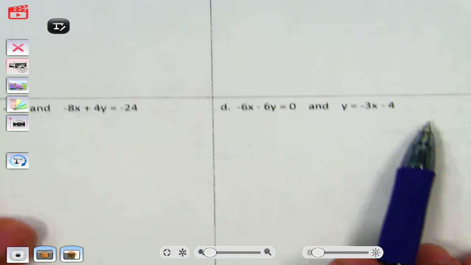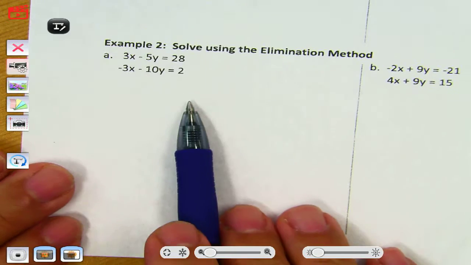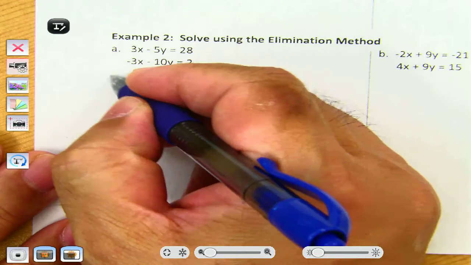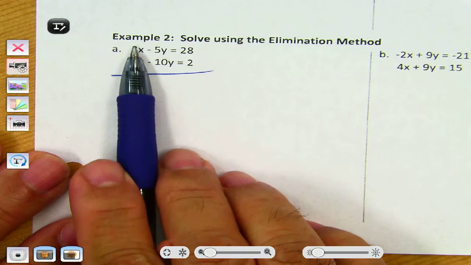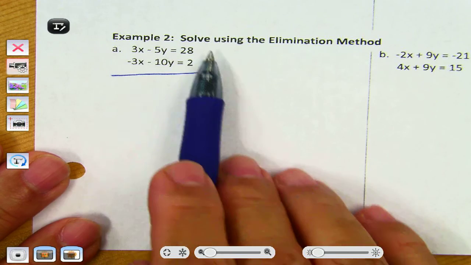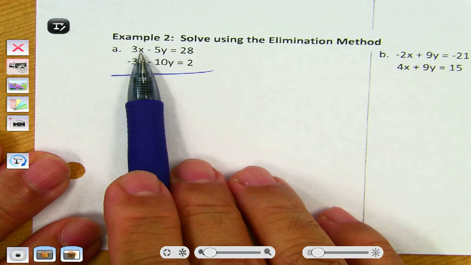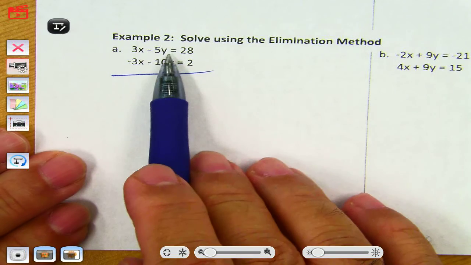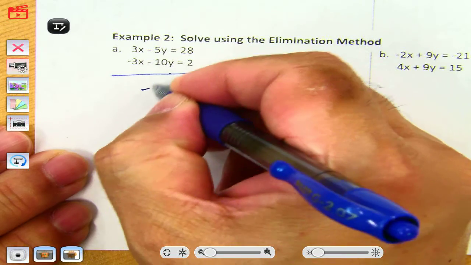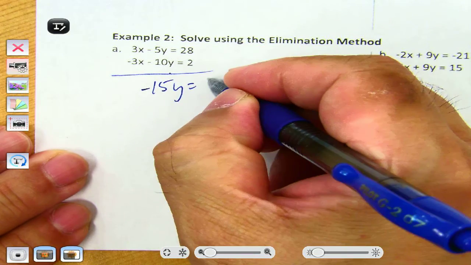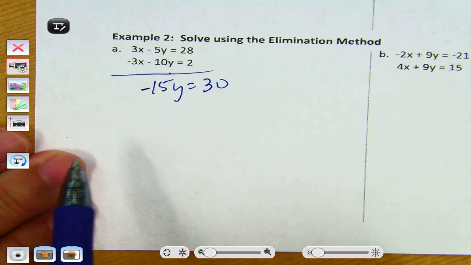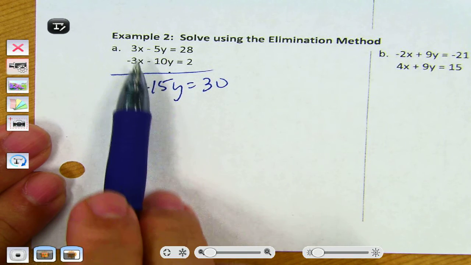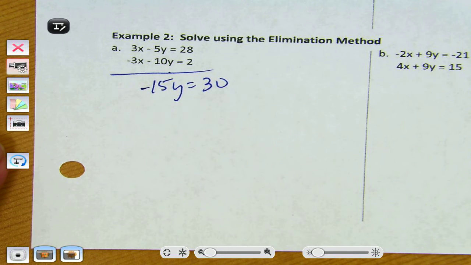Notice I skipped all these. We're doing example 2A, and I am eliminating a variable. For example, I'm going to eliminate the variable x. What I'm going to do is add the two equations, because 3x plus negative 3x goes to 0x, so I'm not even going to bother to write it. So I can do negative 5y minus 10y is negative 15y, and 28 plus 2 is 30. So the x is gone. I don't bother to write the x, because 3x plus negative 3x is 0x. I don't bother to write 0x.